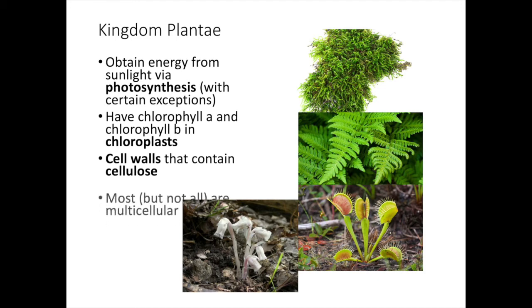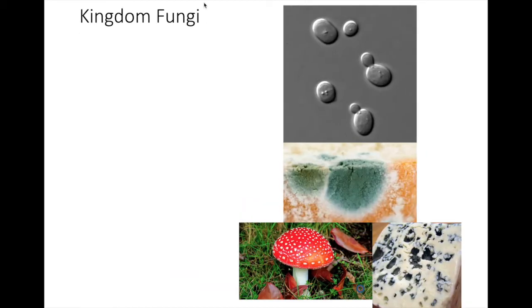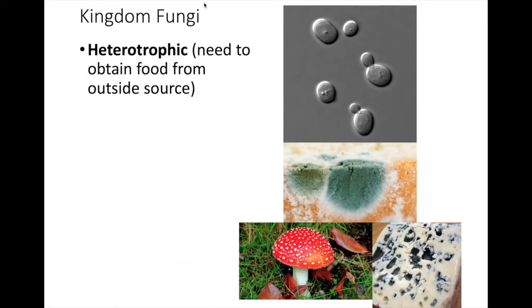Most plants are also multicellular. Fungi are what we would call heterotrophic, which means they need to get their food from something else. Autotrophs make their food from photosynthesis or some other process where they're able to make their own food, whereas fungi, and as you'll see, animals, need to get their food from another source.